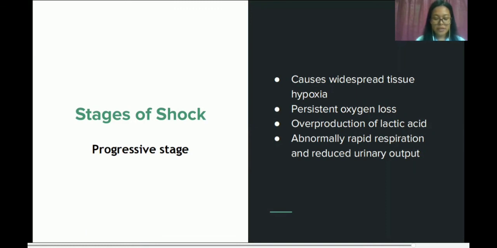Due to widespread tissue hypoxia, the vital organs start to fail. Clinical characteristics of this stage include abnormally rapid respirations and marked reduction in urinary output. This stage registers a marked deterioration in the condition of the patient.